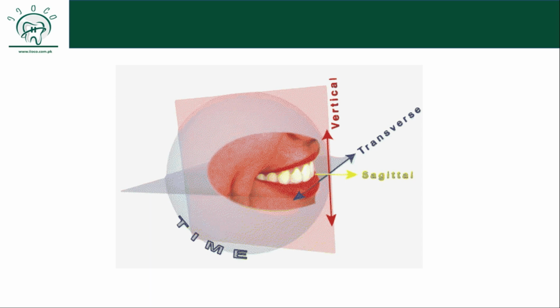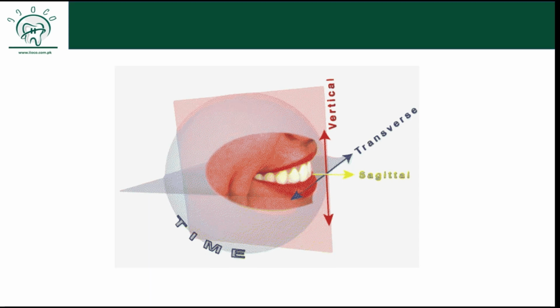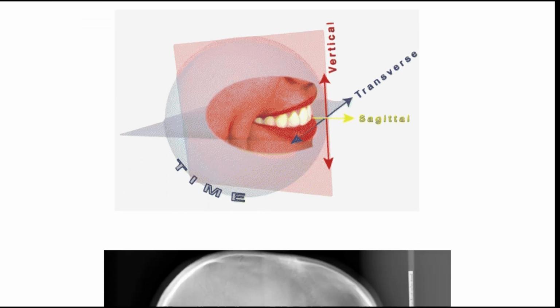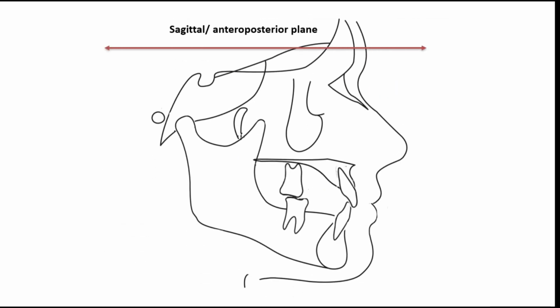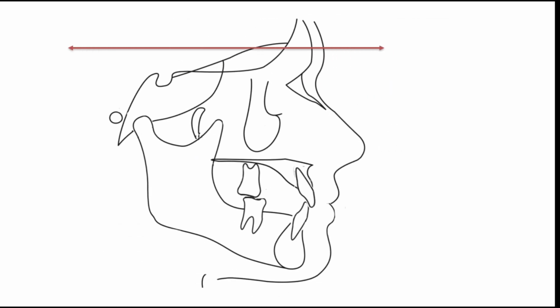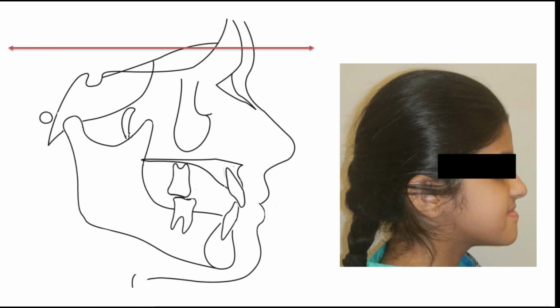You must also keep in mind that we are living in a 3-dimensional world. Every face has a vertical dimension, a transverse dimension, and antero-posterior or sagittal dimension or plane, and your patient can have deviation or abnormality in any of these planes. But unfortunately, the lateral cephalometric radiograph is a 2-dimensional X-ray. You can measure and diagnose problems in the sagittal plane. Like in this patient, she has mandibular prognathism, which is a sagittal problem, due to which she has a concave profile and class 3-ish appearance.